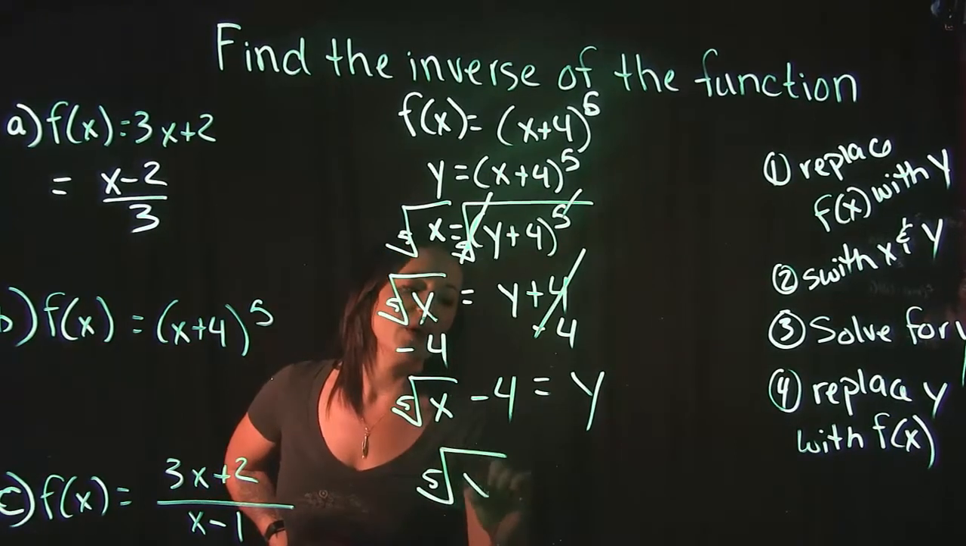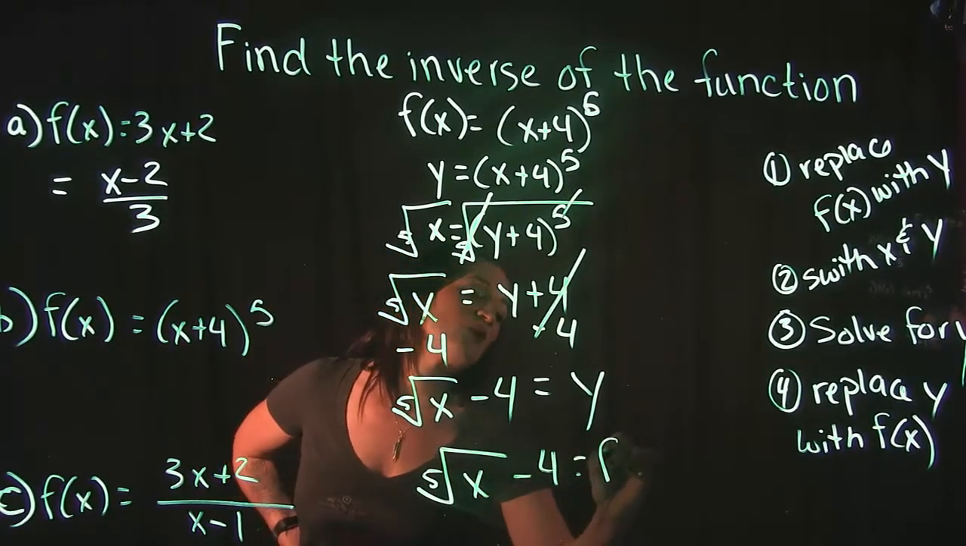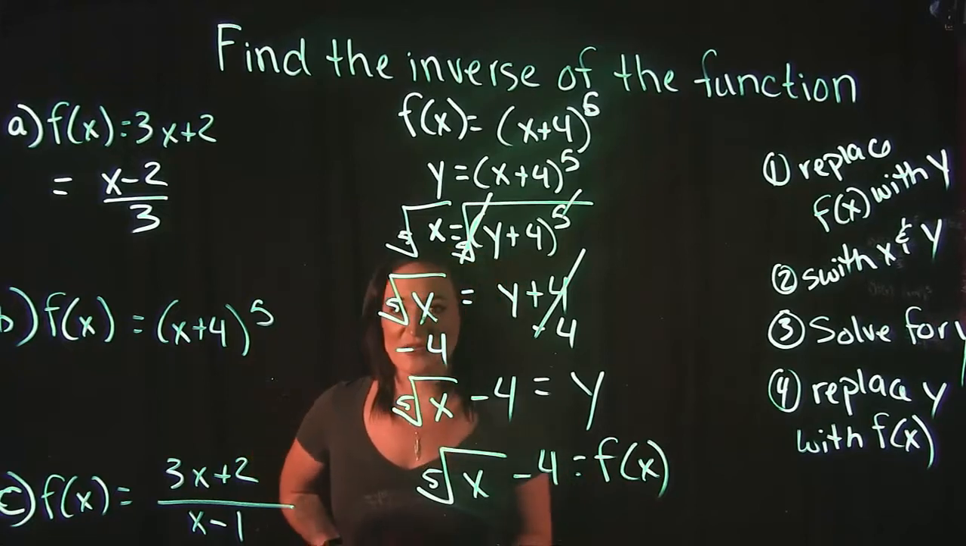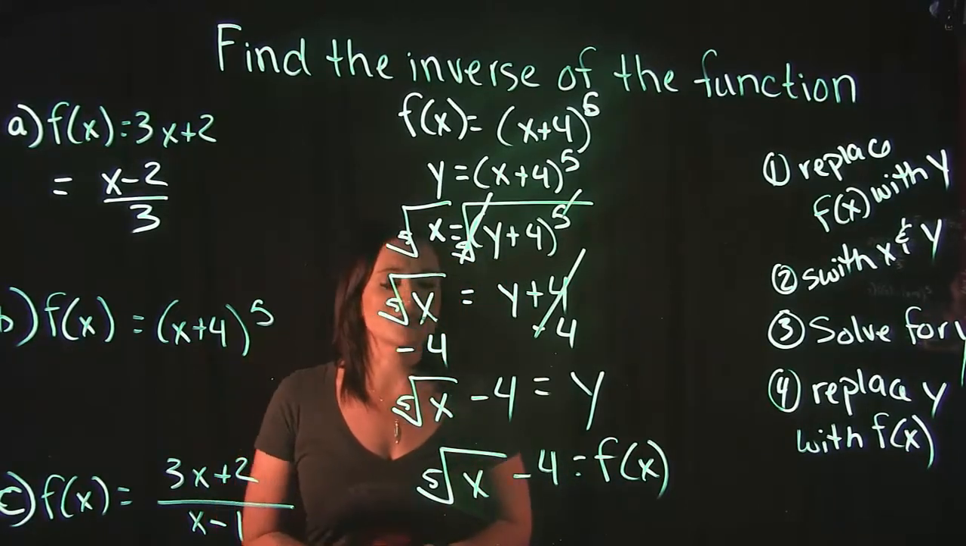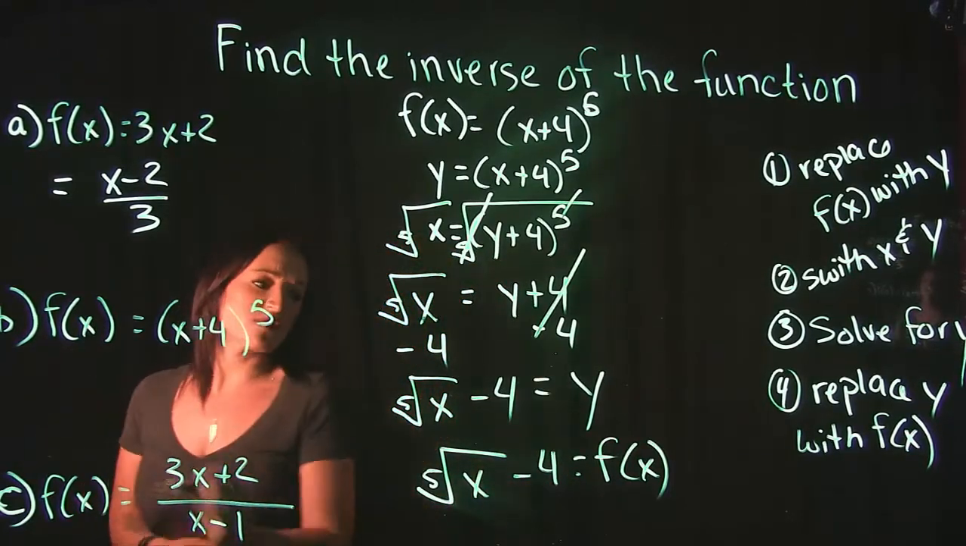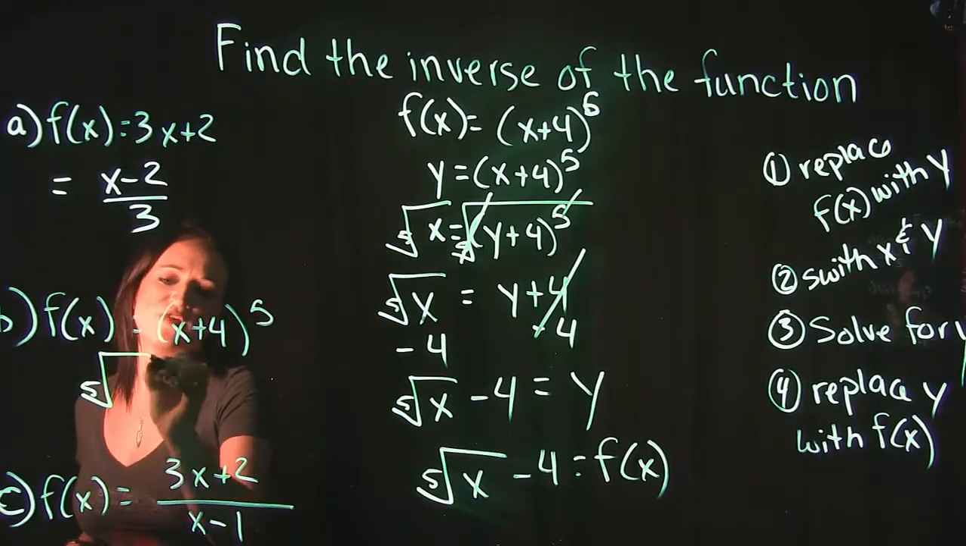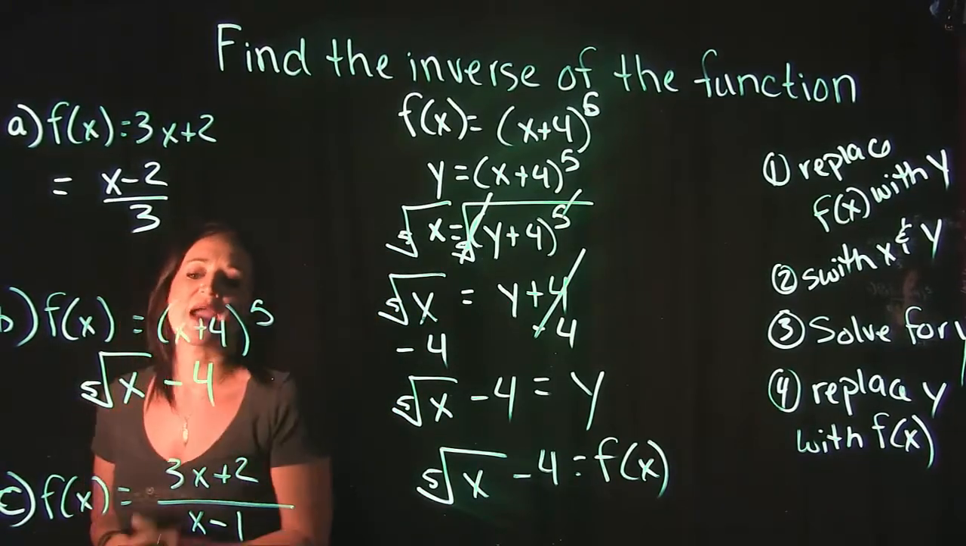Last step, take that y and now replace it with f of x. And you now have the inverse of your function. So the inverse of function B is the 5th root of x minus 4.